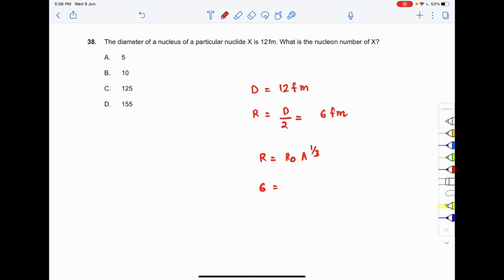Now R naught is 1.2 femtometer. So A to the power 1 by 3 gives 5. So 5 becomes equal to A to the power 1 by 3, or A becomes 5 cubed, which is equal to 125. So this is the correct option. The correct option is option C, 125.